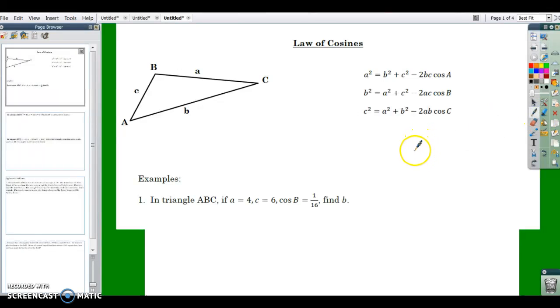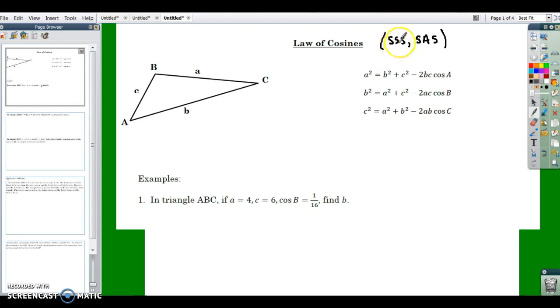Okay, the law of cosines is similar to the law of sines in that it helps you find the same parts of a triangle. The formula itself, however, looks very, very different than that of the law of sines. What's important to note about the law of cosines is that you use it when you know three sides of a triangle, or you have two sides and the included angle, and you're trying to find that third side.